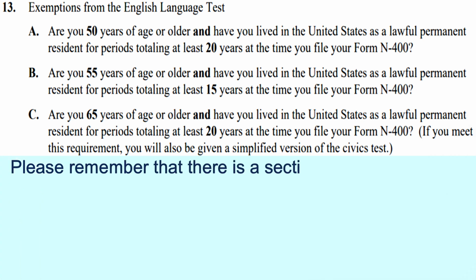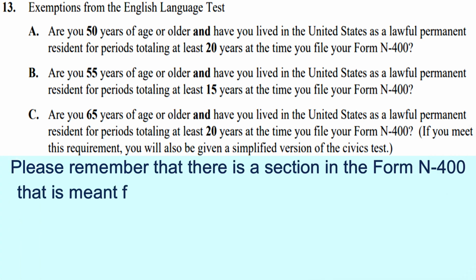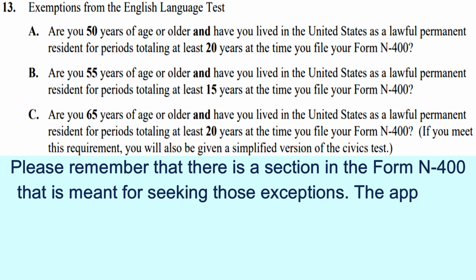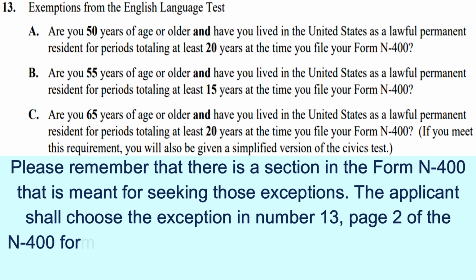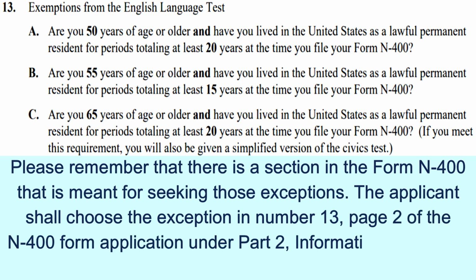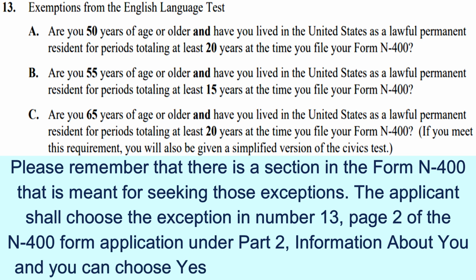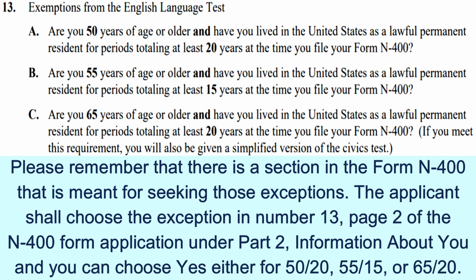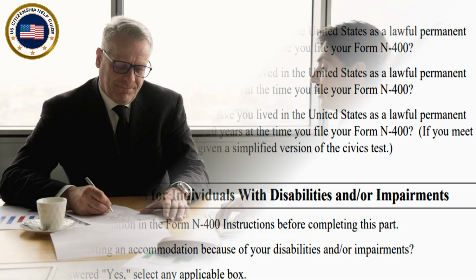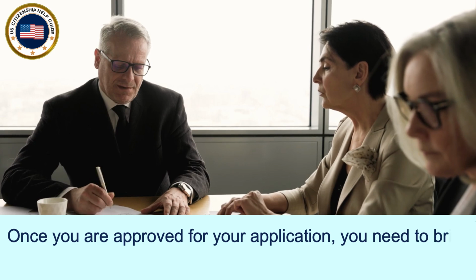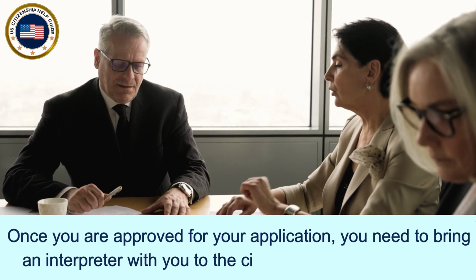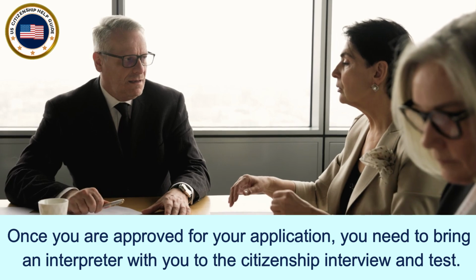Please remember that there is a section in the Form N-400 that is meant for seeking those exceptions. The applicant shall choose the exception in number 13, page 2 of the N-400 form application, under Part 2, Information about you, and you can choose yes, either for 50/20, 55/15, or 65/20. Once you are approved for your application, you need to bring an interpreter with you to the citizenship interview and test.